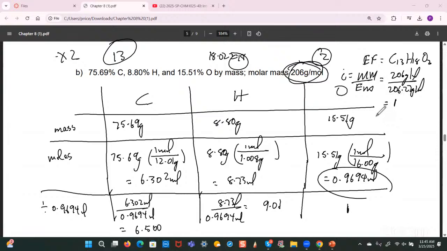So what does that mean? It means that the molecular formula is what? The same as the empirical formula, C13H18O2, right? So if i is equal to 1, the empirical formula and the molecular formula are both the same. All right? So that's basically how you do B. Okay? Any questions about this? Any questions out there in Zoom?